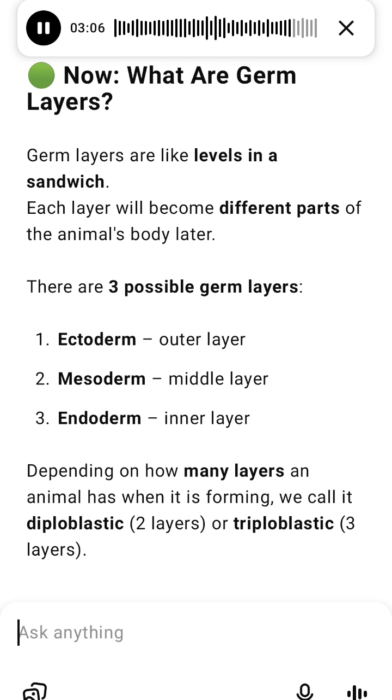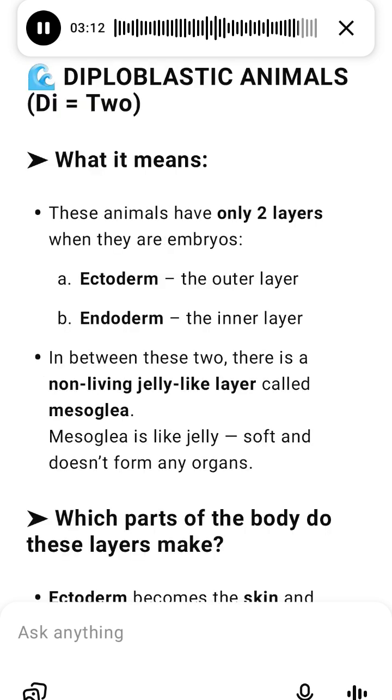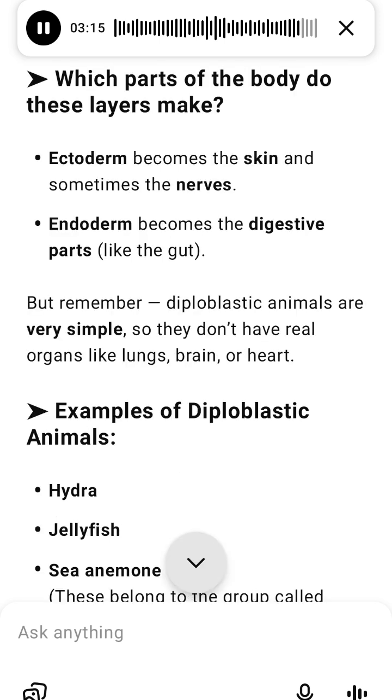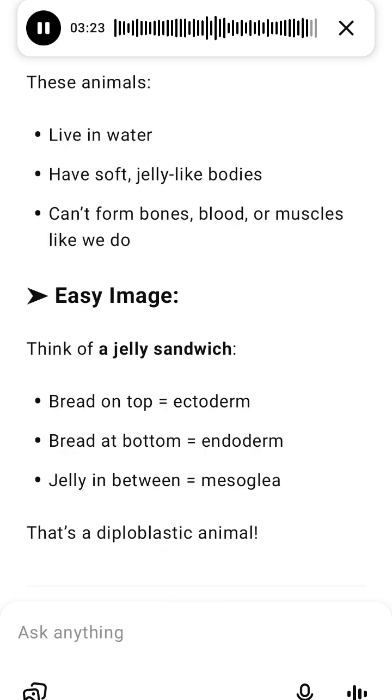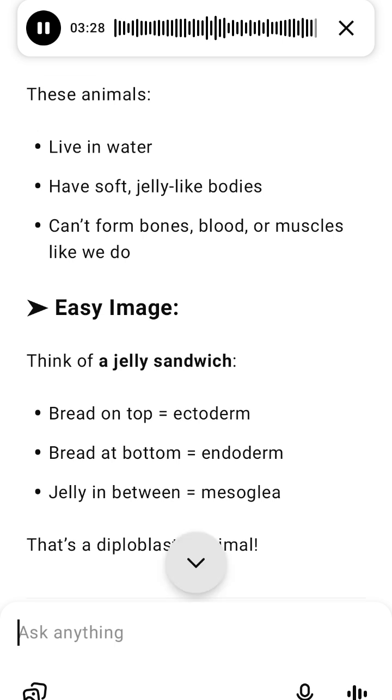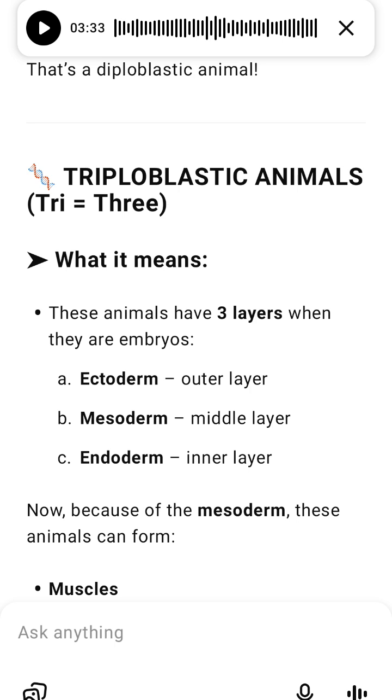Between these 2 layers is a soft, jelly-like, non-living layer called mesoglea. These animals are very simple and do not have muscles, organs, or bones. Examples: hydra, jellyfish, sea anemones, all from the group Coelenterata (Cnidaria). These animals live in water, have soft jelly-like bodies, do not have true organs, and only have basic body functions. Think of a 2-layer jelly cake: top, ectoderm; bottom, endoderm; jelly in the middle equals mesoglea.